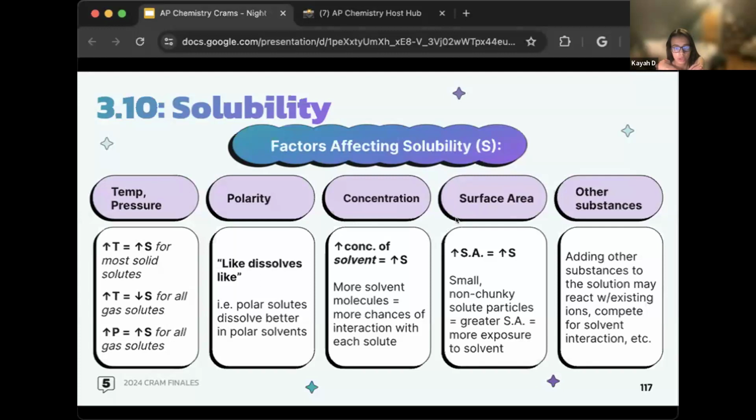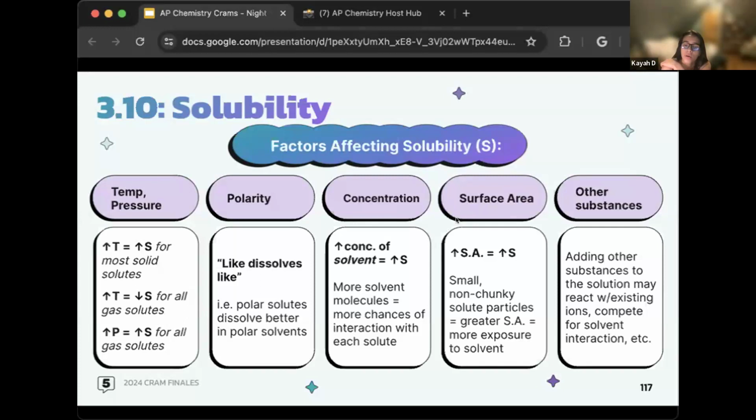Next thing with concentration is as you increase the concentration of a solvent, you increase the solubility, right? Because the more solvent molecules there are, the more chances of interaction with each molecule, with each solute, sorry. And then we have surface area.